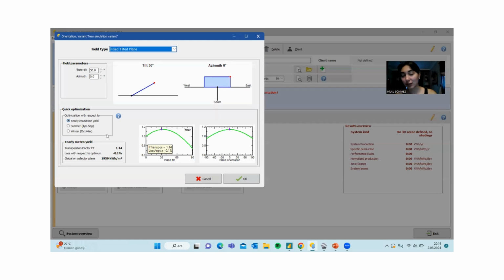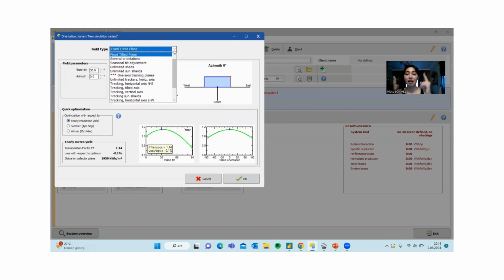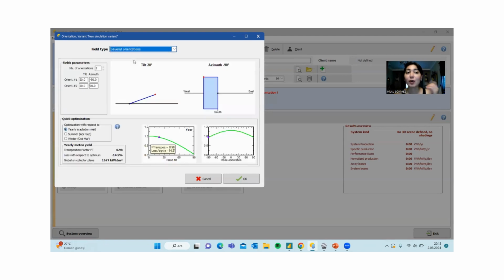In the orientation part, when we click on it, it says, please choose the field type. It wants us to choose the type of the field: whether we are dealing with a roof or a ground-mounted system, whether it be a 2-tilted roof, a 3-tilted roof, or a flat roof, or maybe tracker systems, as you see. In our case, we are dealing with several orientations.